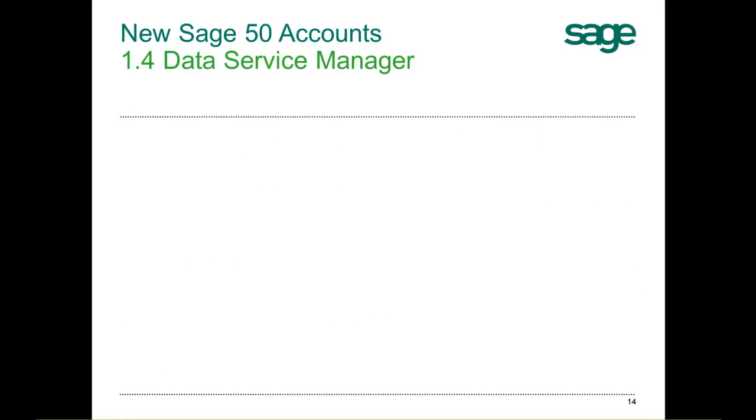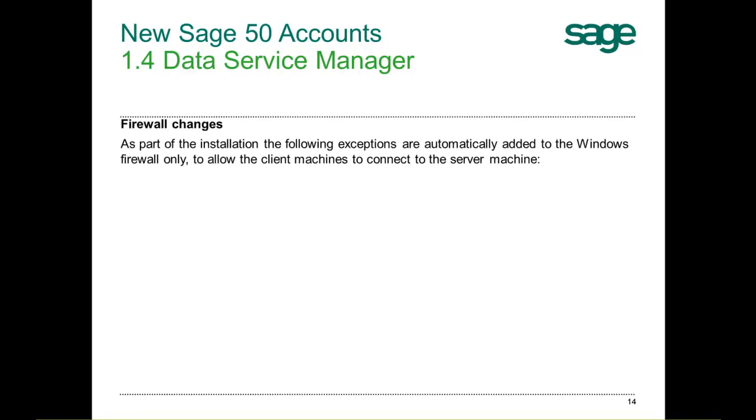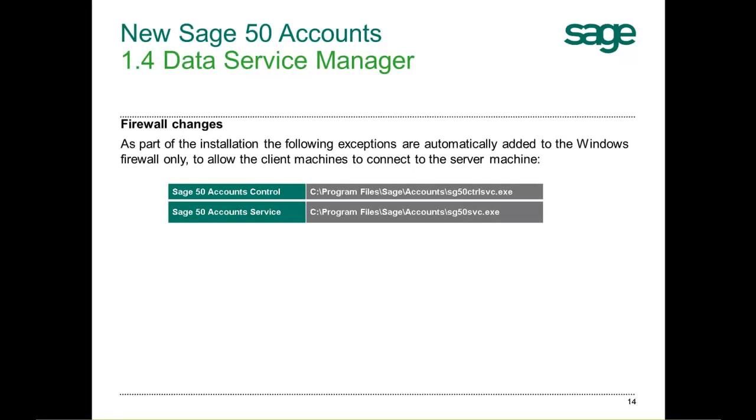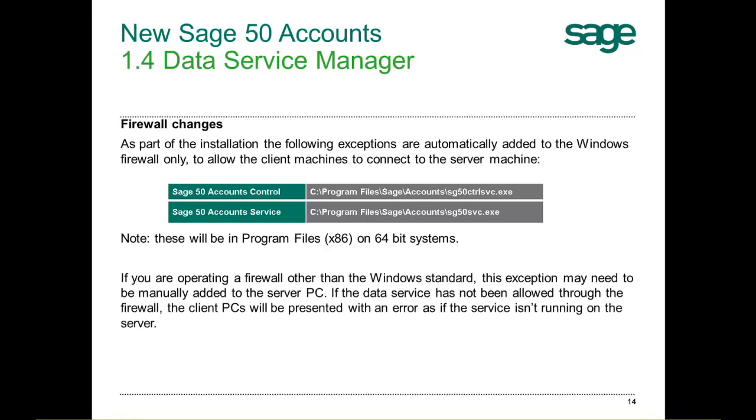As part of the installation, firewall exemptions will need to be added to allow client machines to connect to the server machine. So if you're operating a firewall other than the Windows standard, then the exceptions for these files may need to be manually added to the server PC.